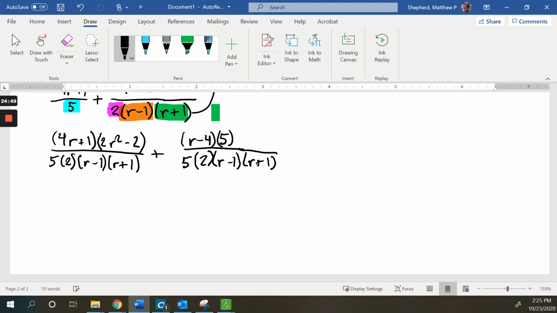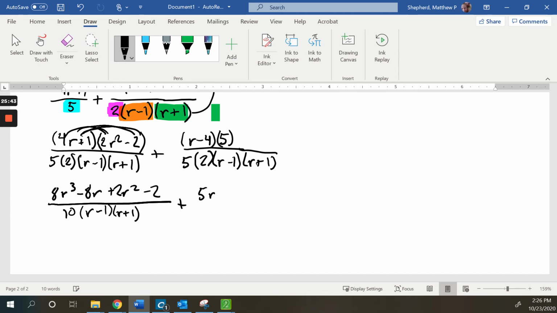So now we need to actually perform these multiplications in the numerators before we can start adding things and combining the like terms. So on the top here, I'm going to have 8r cubed minus 8r. That takes care of those two. Then plus 2r squared minus 2. And that was those two all over. And we're just going to go ahead and rewrite that as a 10 r minus 1, r plus 1. And then we'll get 5r minus 4, 10 r minus 1, r plus 1.